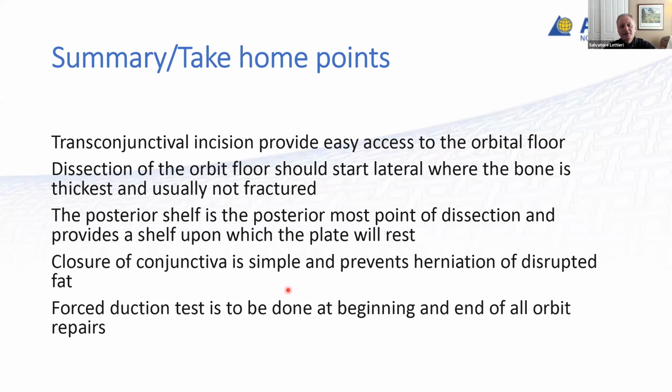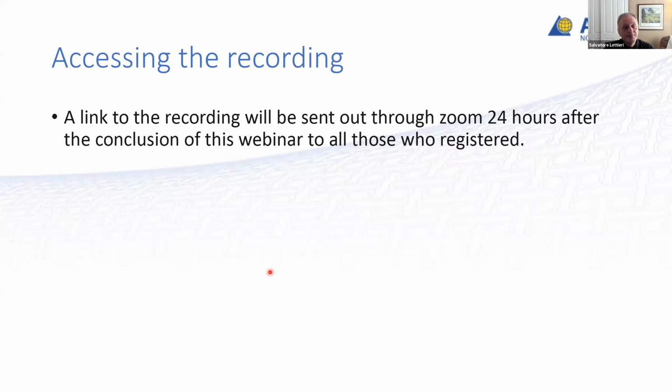Closure of the conjunctiva is simple and prevents herniation of the contents. I've seen complications when people have not closed it, and the fat herniates and it granulates. And forced duction tests should always be done at the beginning and always done at the end to make sure that you haven't done anything untoward.